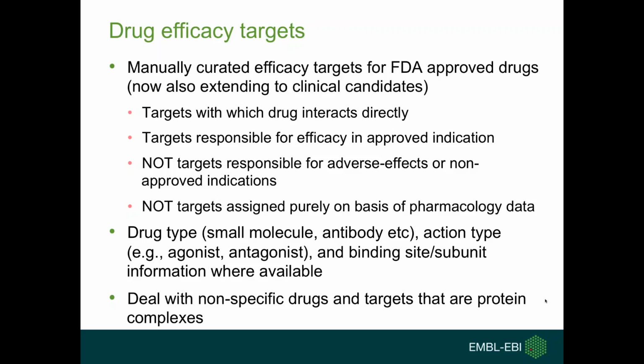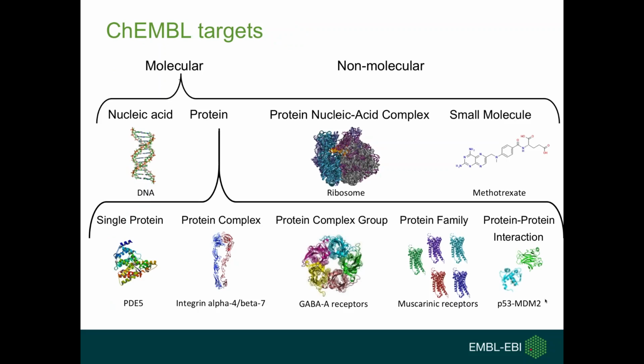And we also assign things like the action type, so whether the molecule is an agonist, an antagonist, whether the target is something like a protein complex. We try to assign the subunit to which the drug binds, where we have that information. And we try to deal with the targets of the drugs in a robust way. Obviously, people generally think of drug targets as being proteins, and in the vast majority of cases this is true, but there are also drugs that bind to other molecular entities such as DNA, ribosomes, and even small molecules, so there are antidotes for things like methotrexate, for example.